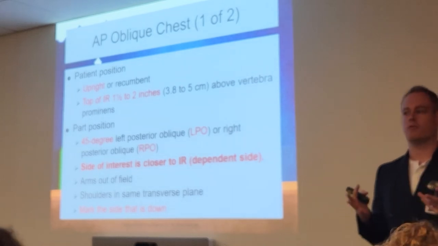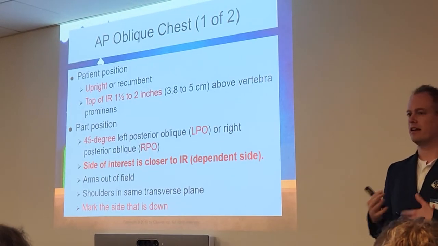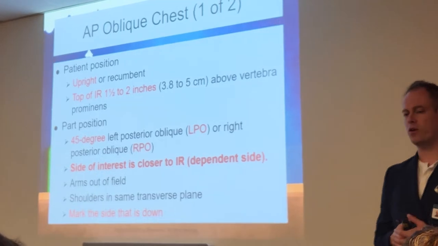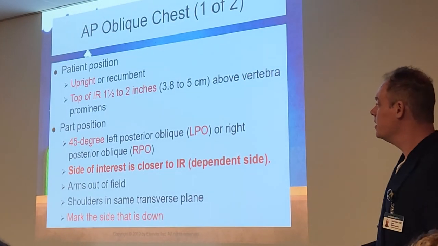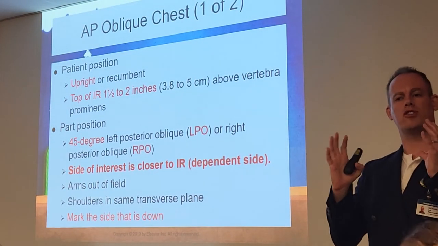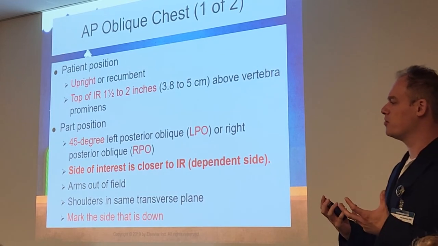What's my obliquity for both of those obliques? How many degrees? 45. 45 degrees, correct. Very good. So keep that in mind. Remember I said make yourself a little chart before you take your test on those obliques, because it's very easy to mix them up.